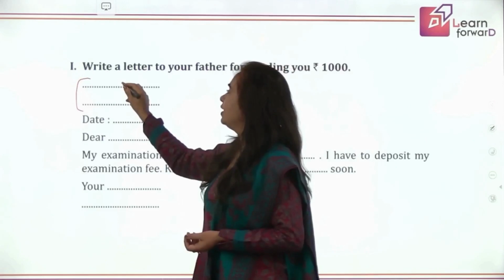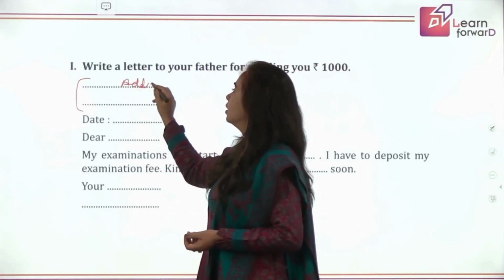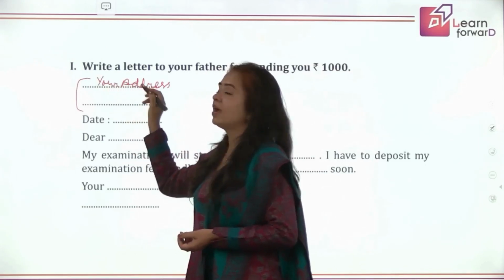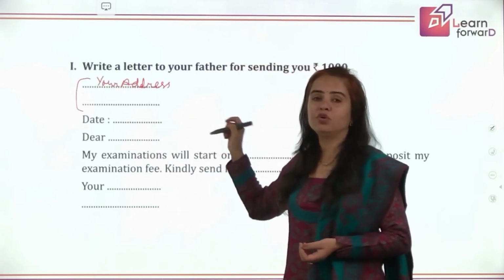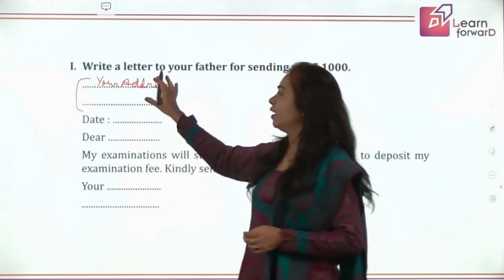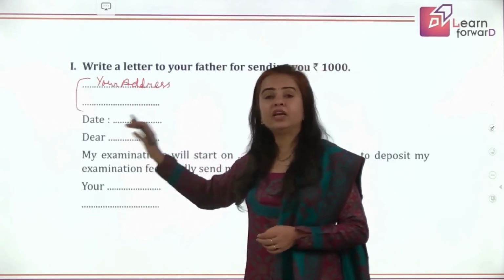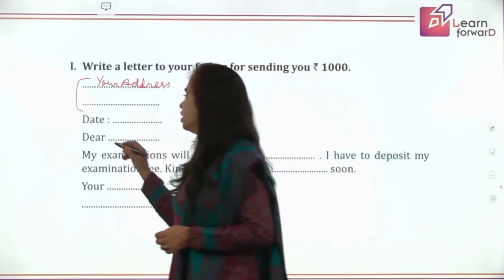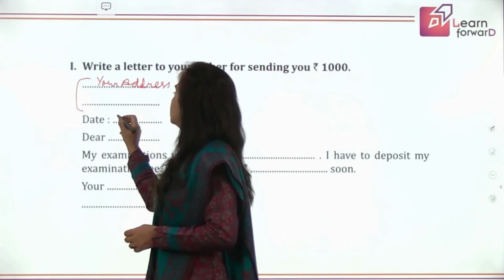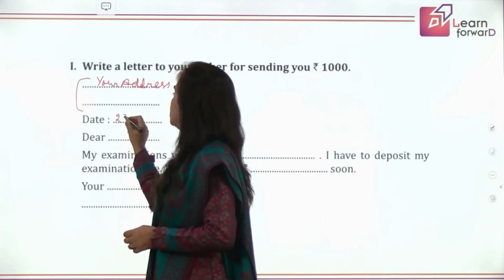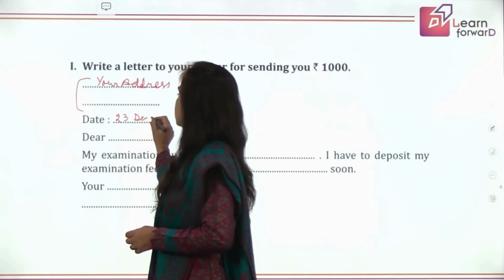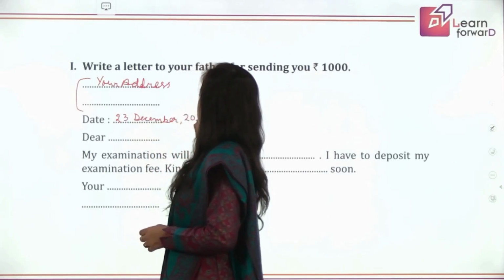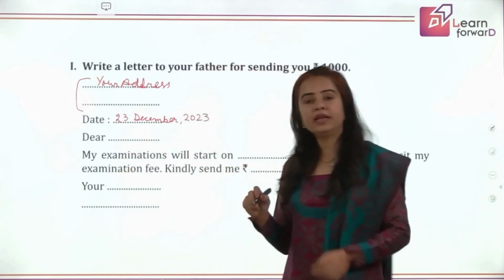I am just writing the address, your address. So all of you will write your own address here. If you don't know, you can take help from your parents and write your own address here. Then in date, you will write the date on which you are doing this application writing. So suppose this is December 23, December 2023. So you will write the date like this.